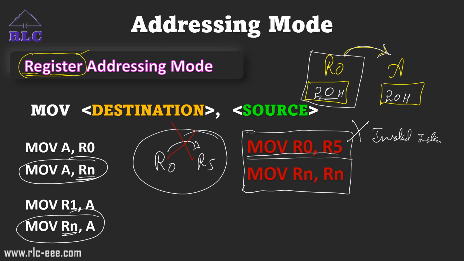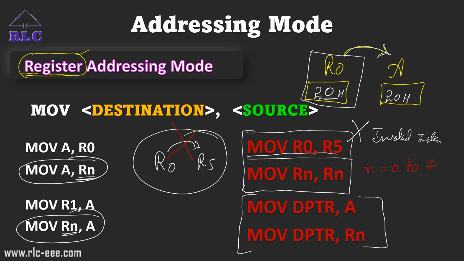Not possible. So it's been indicated here Rn comma Rn, where n can be from 0 to 7. Same as we can observe, we have still two more instructions which have been indicated as invalid.